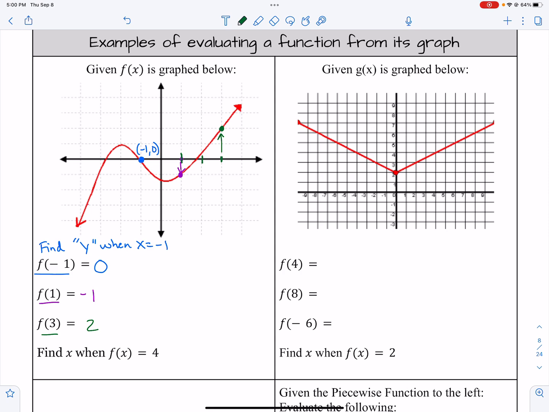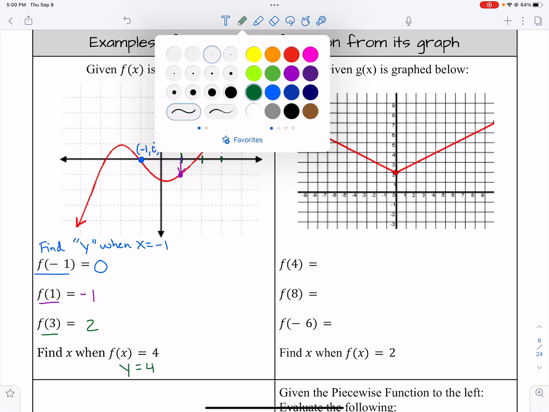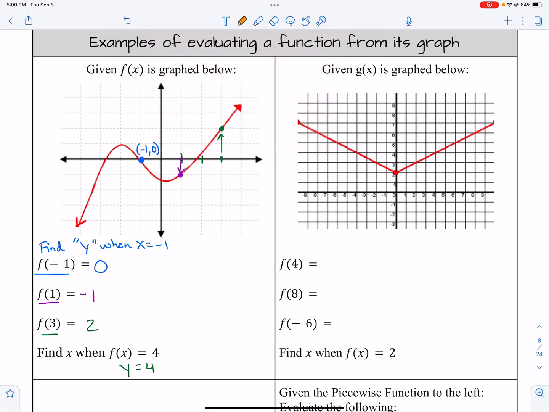So then the next question is saying to find x when f of x equals 4. So that's where y equals 4. So you have to switch your mindset and go to where y equals 4, and then go to the function. So it looks like it's going to cross around, what's that, 1, 2, 3, 4. So I would say it looks like it's about 4.